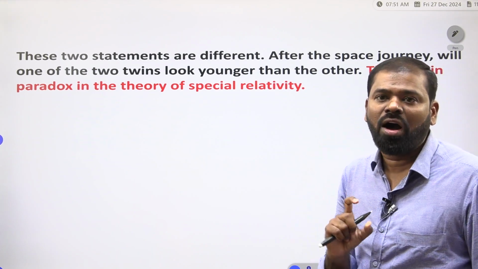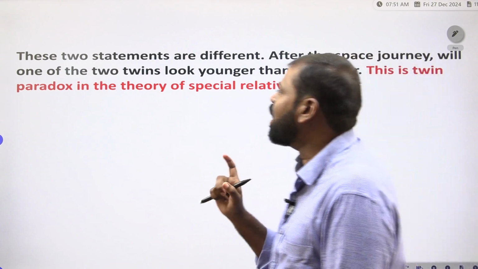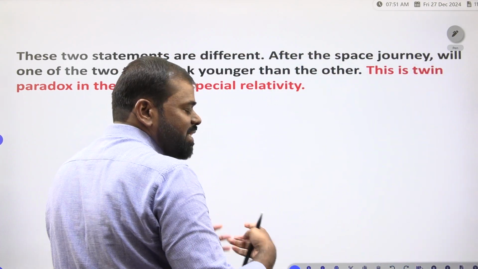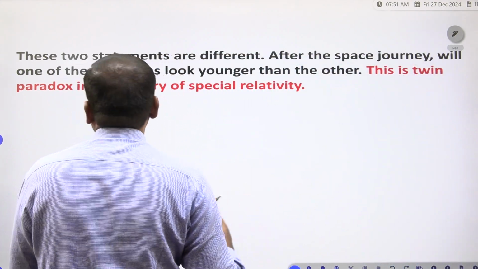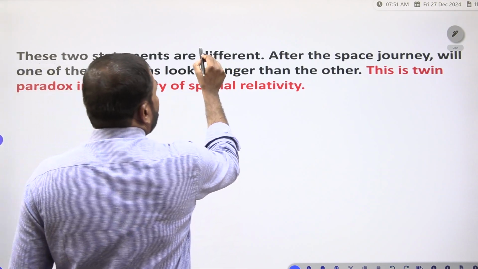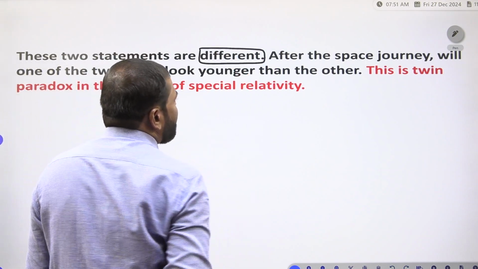so that's why this difference we call a paradox. Paradox means there is a flaw. There is a mismatch. These two statements are different.